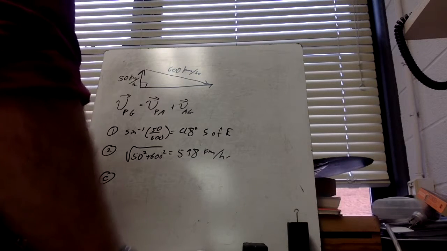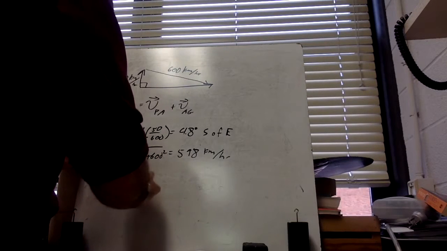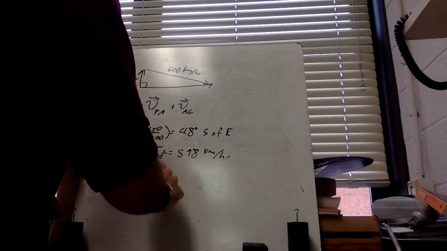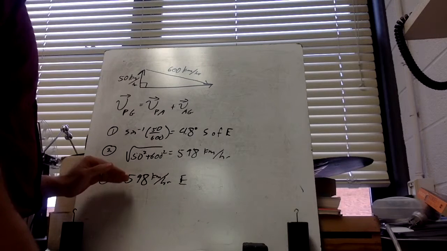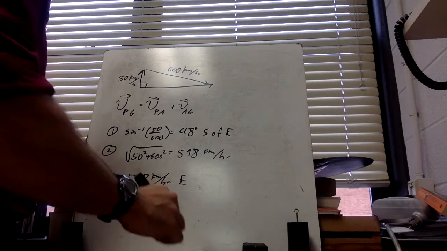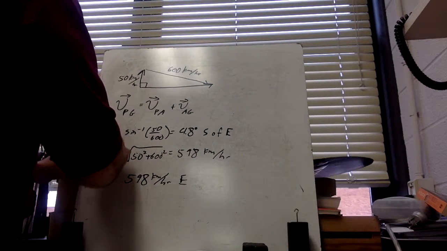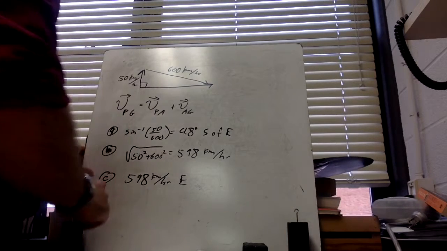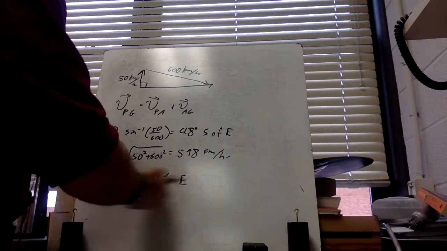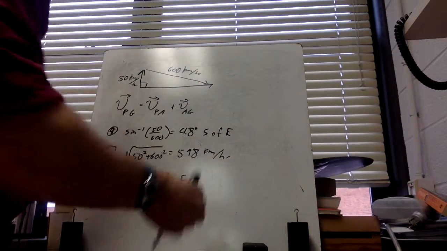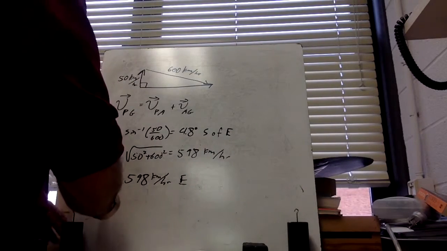C, what is the effective velocity of the plane? Well, 598 kilometers per hour east, right? The previous one is speed, no direction. It's a scalar. Velocity has direction. Look at this, A, B, C. Sorry about that. Okay, we're adding east because this is a vector, so that's the direction. Next it says, how long will it take the plane to make the trip?